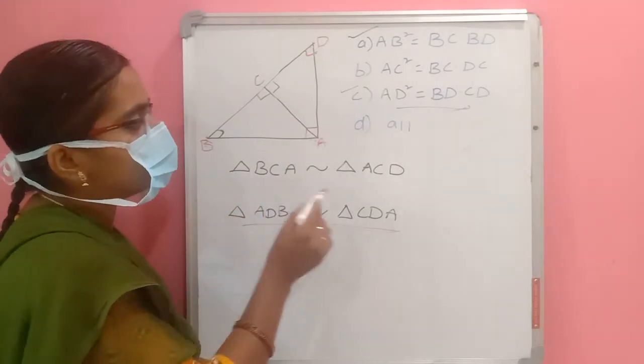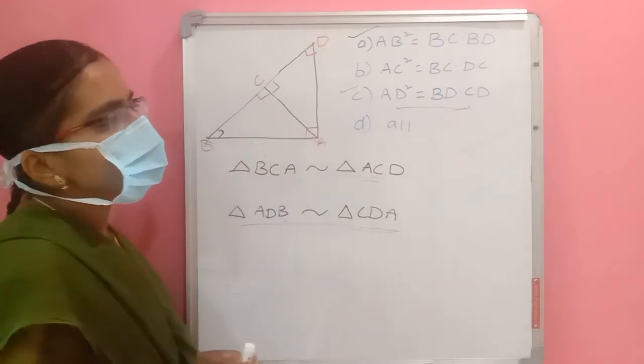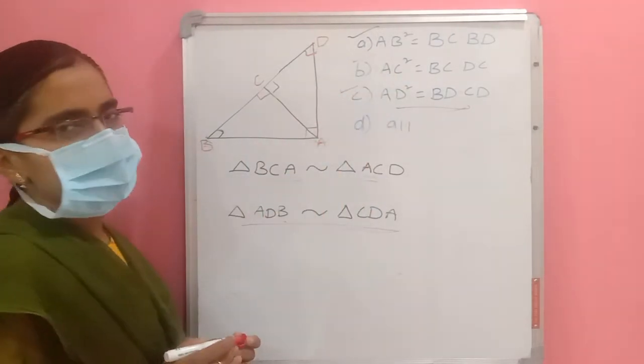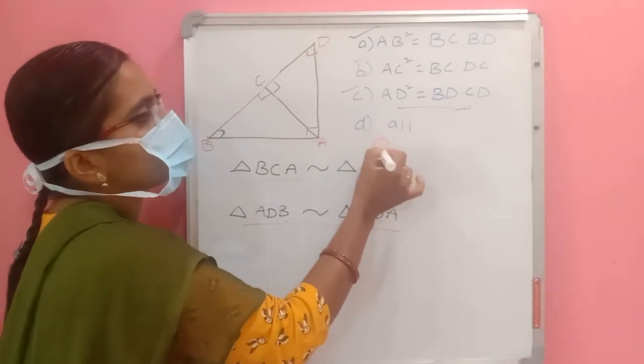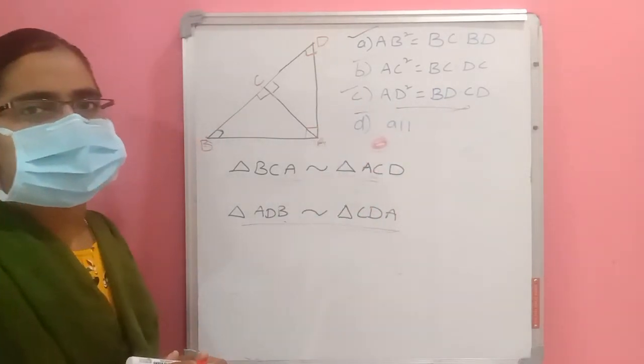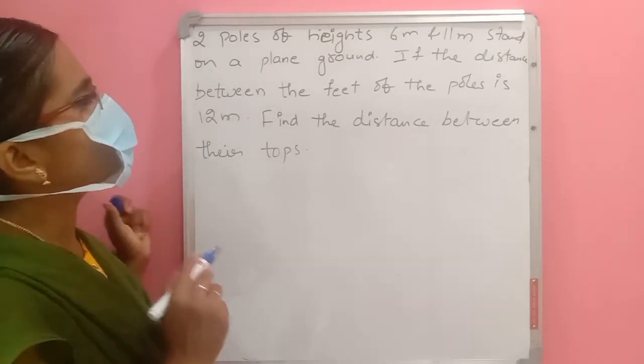These two triangles are also similar. Just do the corresponding sides ratio, then you will get option B. Therefore, options A, B, C all are correct. So, you should go for option D, all is correct. We have one question.